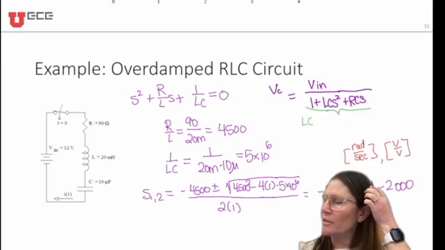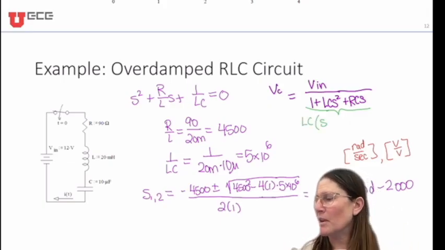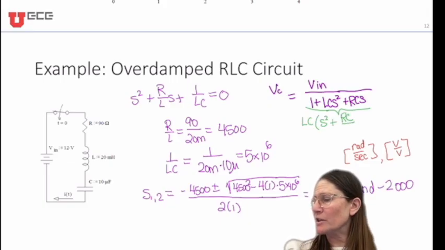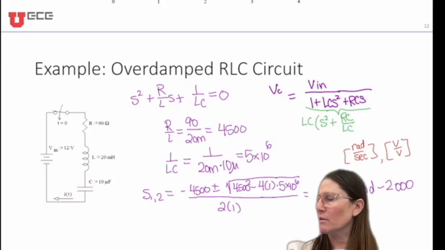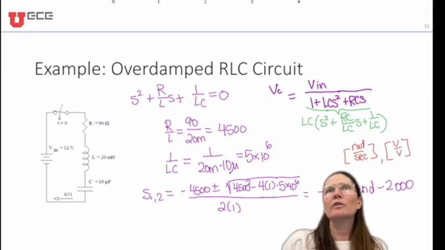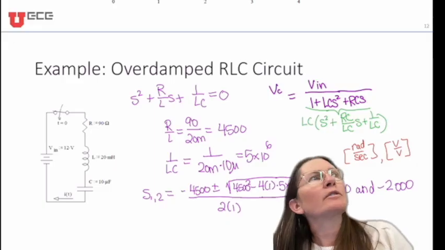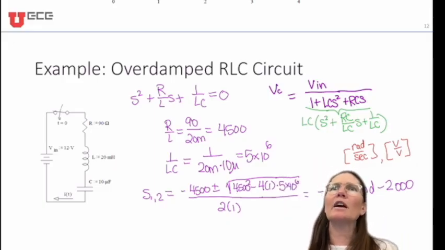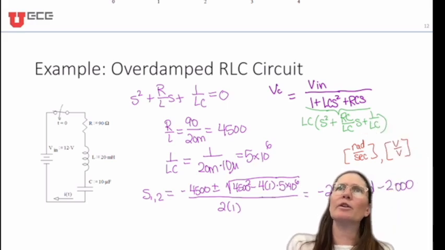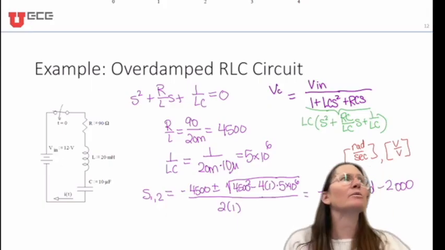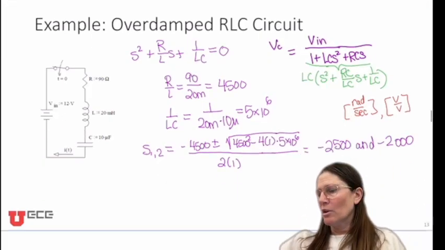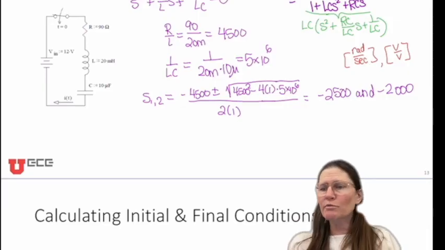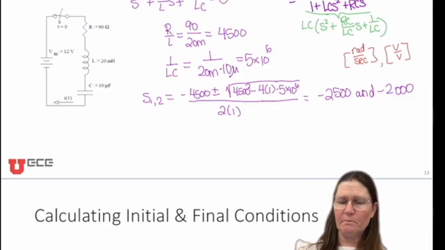So I brought LC out, and this became S squared plus RC over LC, S plus 1 over LC. And then that LC is just a constant number. So remember from the Bode plot when we did that, that just shifts it value-wise. It doesn't do anything with the roots of the system. So here we have two real roots of the system.